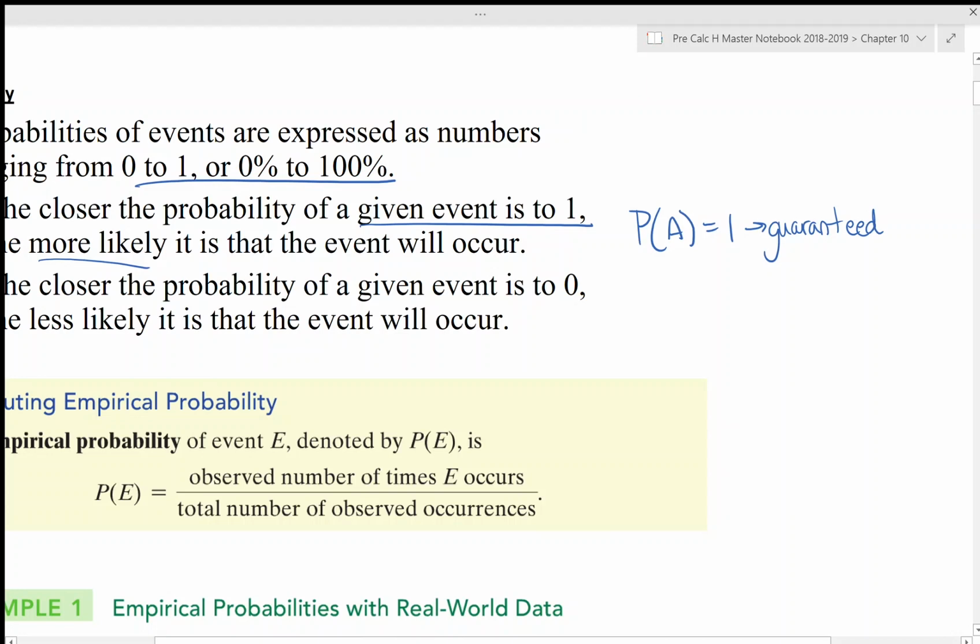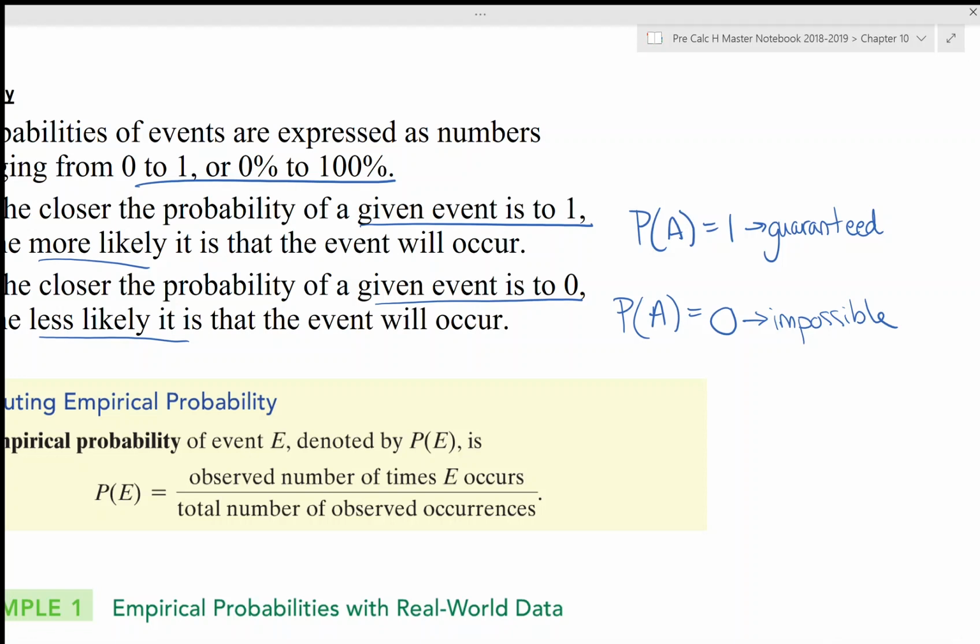Now, the closer the probability is to 0, the less likely it is to happen. If the probability of an event is 0, then it is impossible. That means this will never happen.